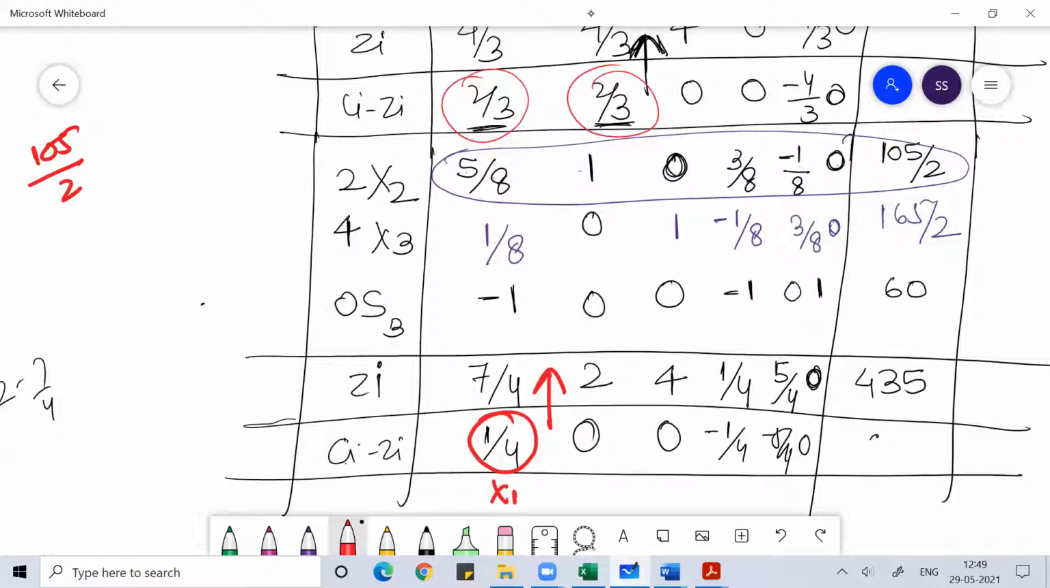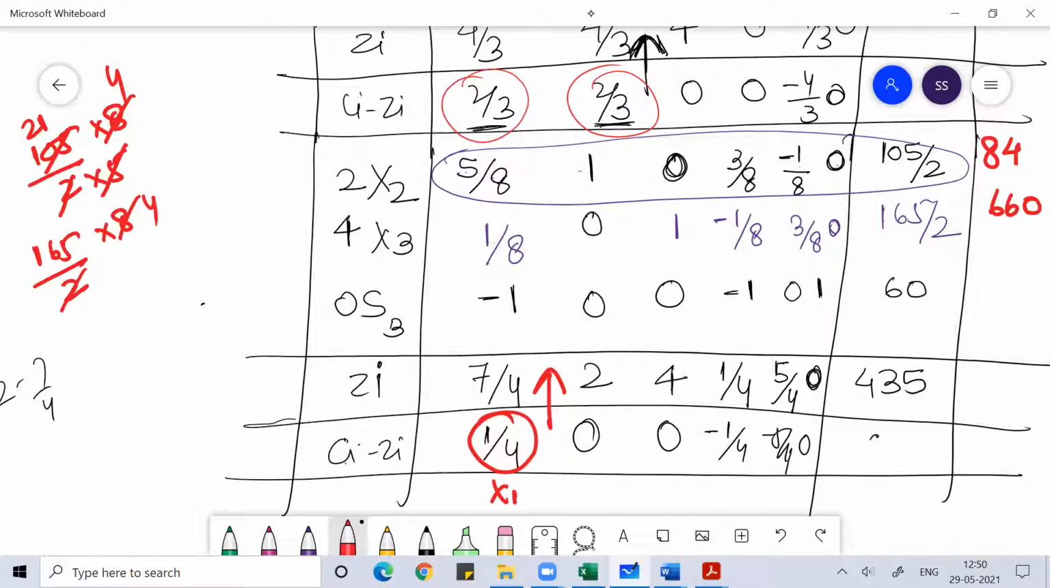105 by 2 divided by 5 by 8. So this is 84. Then 165 by 2 divided by 1 by 8. So this is 660. Then the negative value, 60 divided by minus 1. Negative values we do not consider.